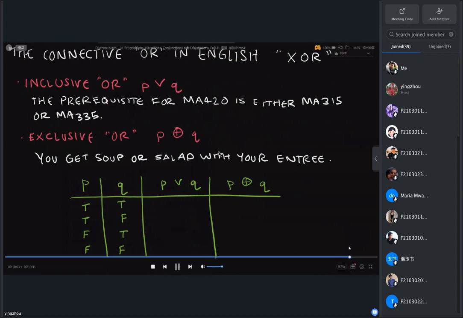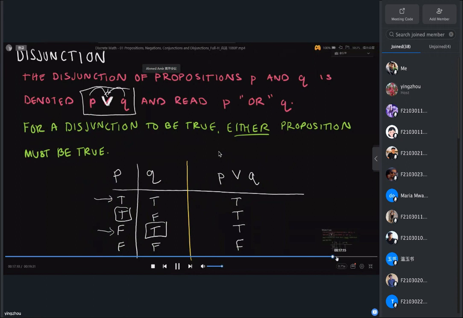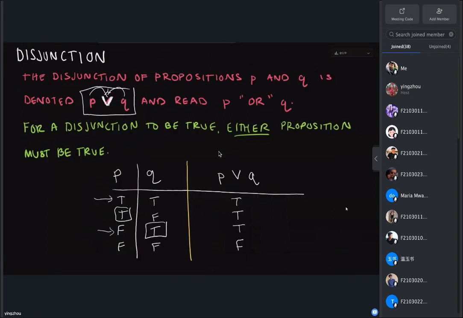Soup or salad with your entree. Now, if I'm buying an entree, that means I can get soup or I can get salad. Either proposition has to be true. So that's my solution.